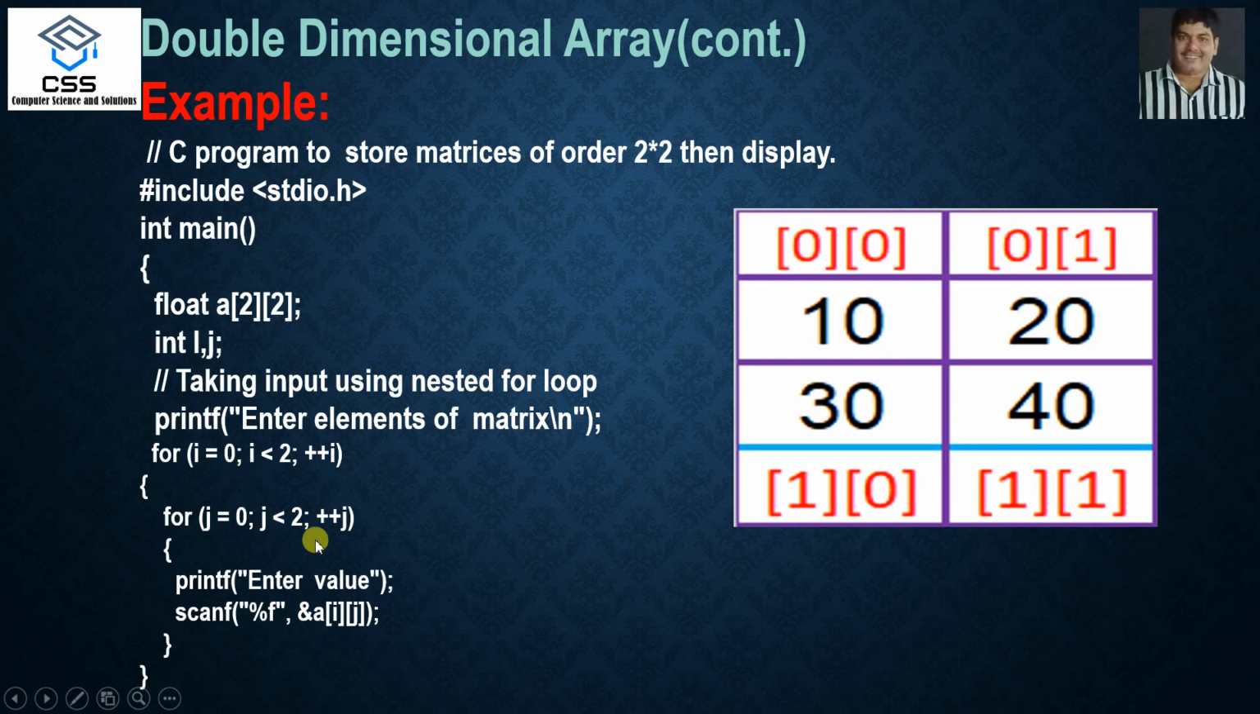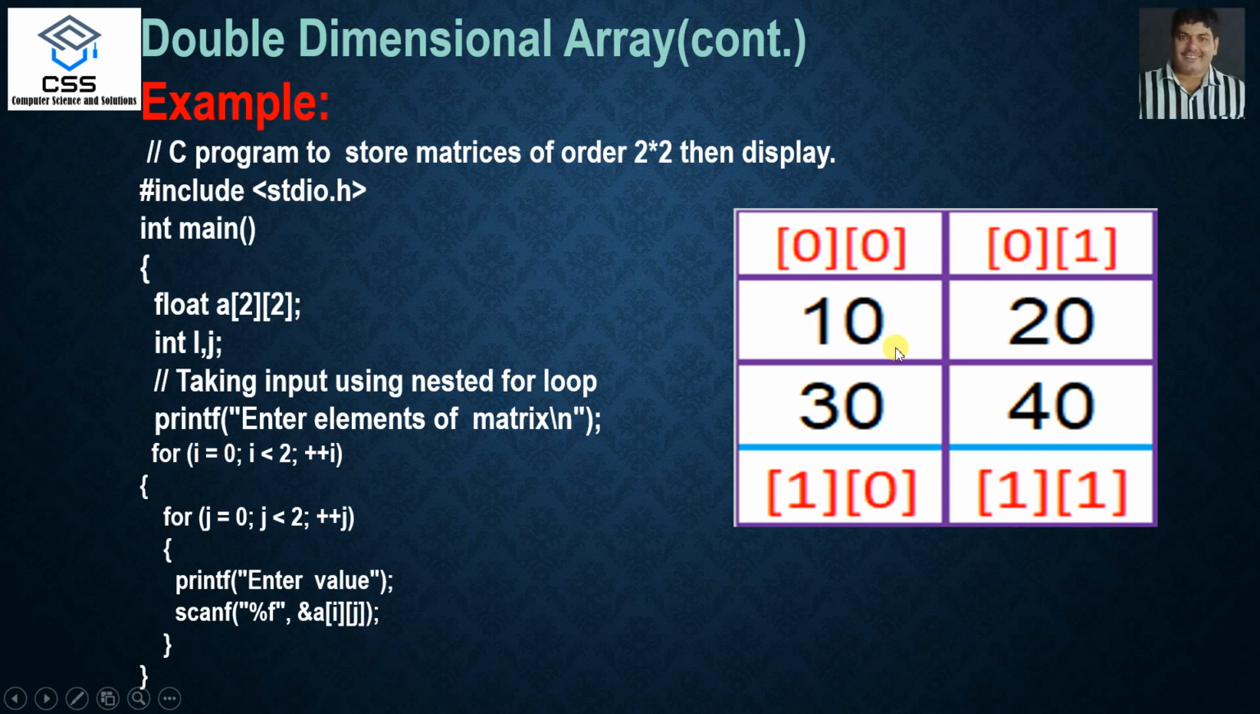Like the single dimensional array, a loop will continue for repetition, but here two loops will be used. One is for the row, one is for the column. Why? Because the row is fixed while the column changes. So i and j are taken. Now i is 0, 0 is less than 2, yes. j is equal to 0, j is less than 2, yes. So it asks for a message, enter value, and the location will be i0, j0.